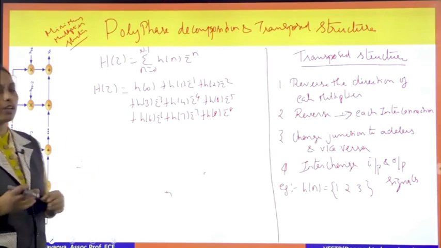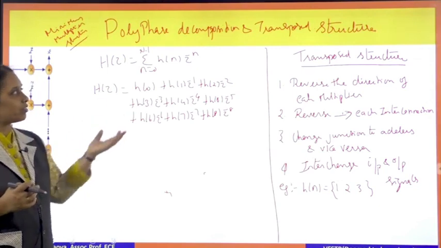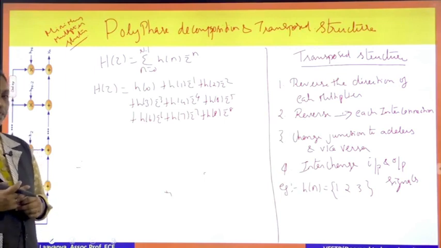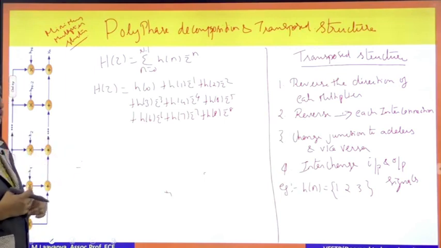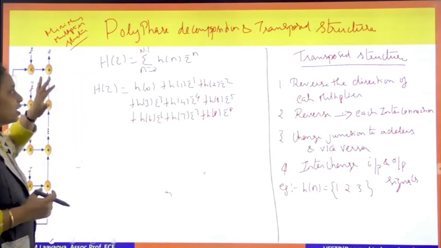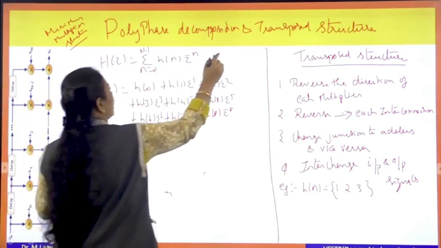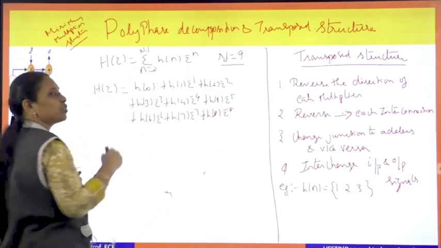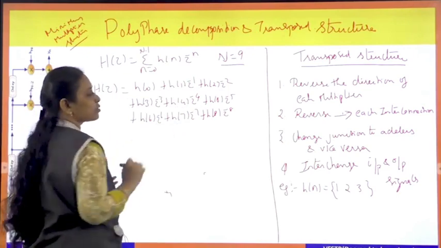Now let us go for polyphase decomposition. This polyphase decomposition is also called the parallel form of FIR filter. Here what we are going to do is, a good example I have taken, which is the FIR filter transfer function. Here if you take capital N value equal to 9, it is varying from 0 to 8, so expand 0 to 8.